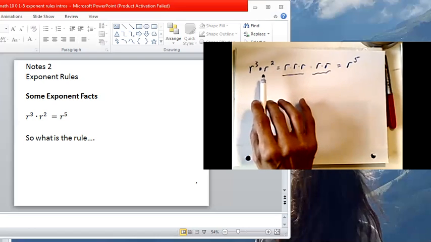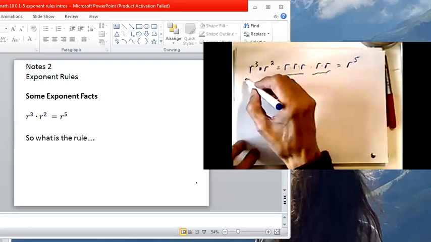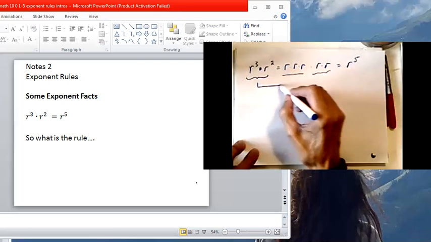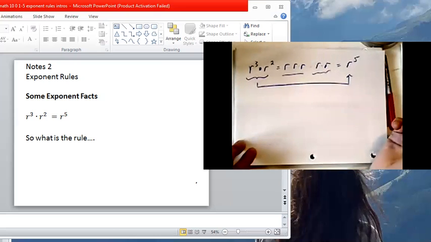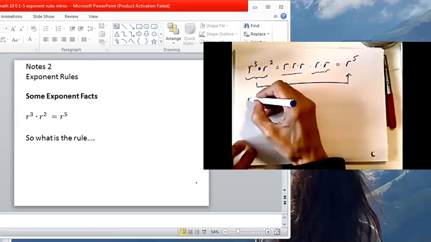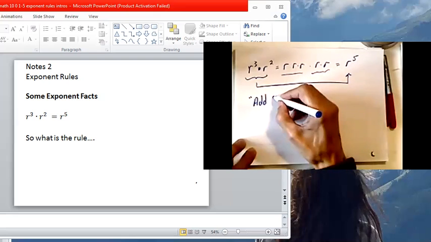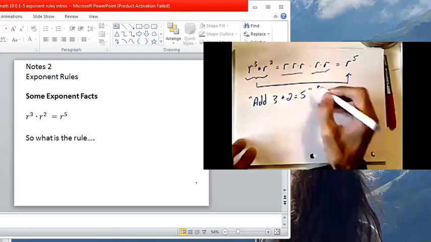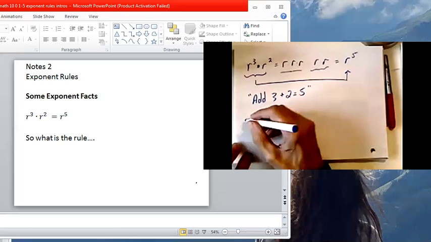Like you mean the rule of the way we did the r, like r times r, and then 2 r's, which is 5. Is there a way to jump from here? I think if we add 3 plus 2 equals 5. Nice. You add 3 plus 2, and that equals 5. That's perfect.